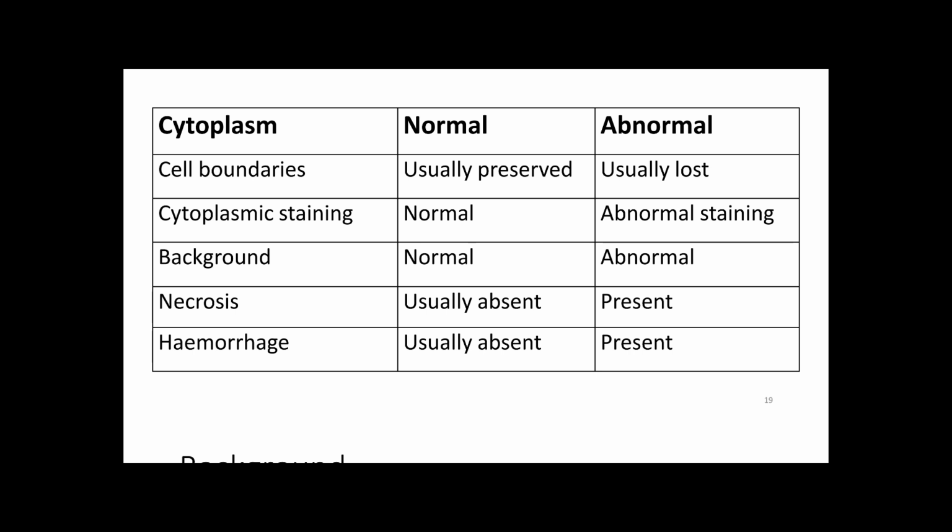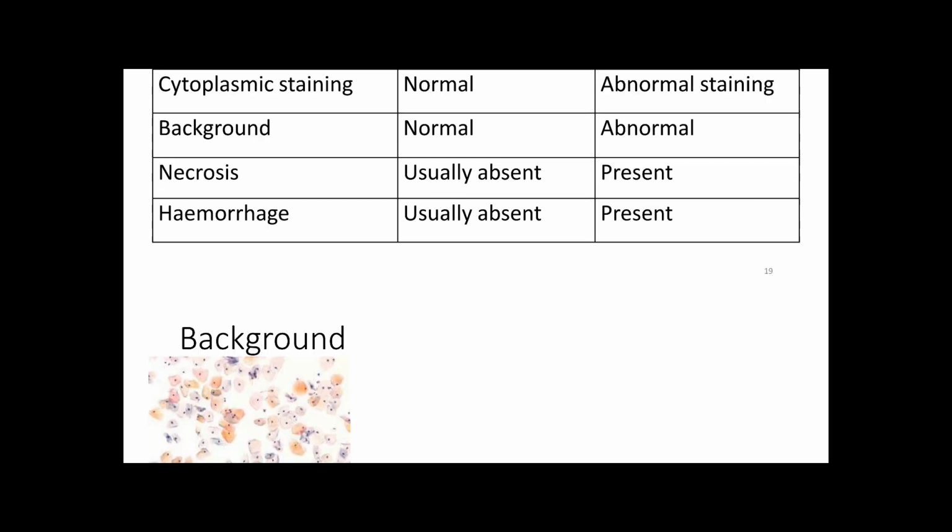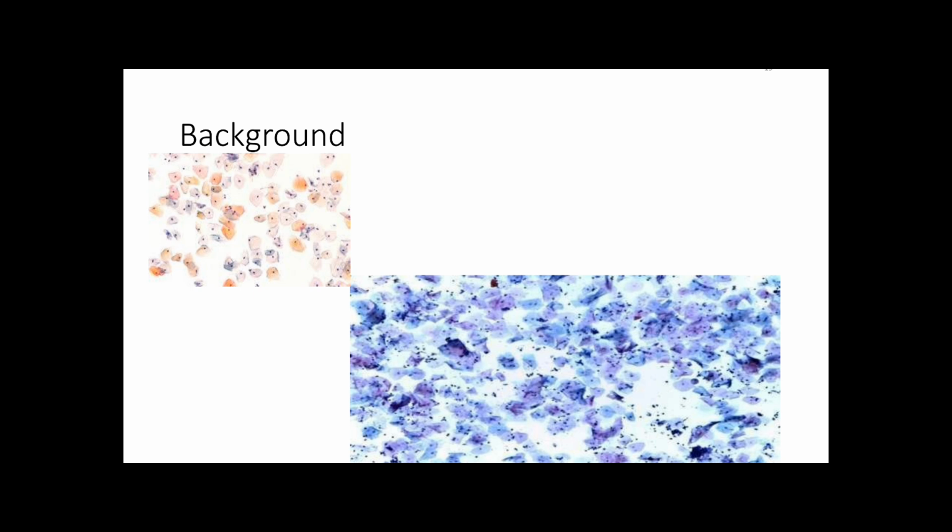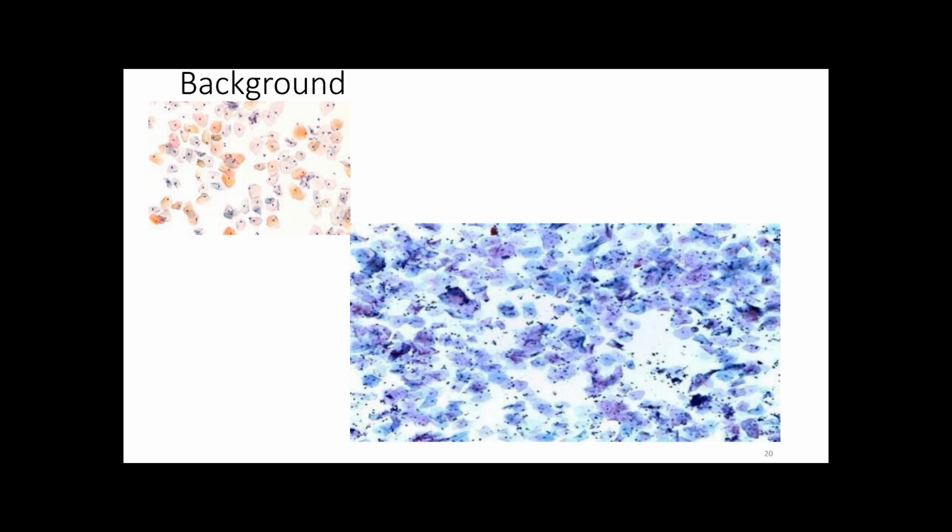Another thing is necrosis, which we can study later. Normally in normal cells it is absent, but in abnormal conditions we can see necrosis and hemorrhage. So we can see hemorrhagic background in abnormal conditions, but not in normal conditions. So here is the background.